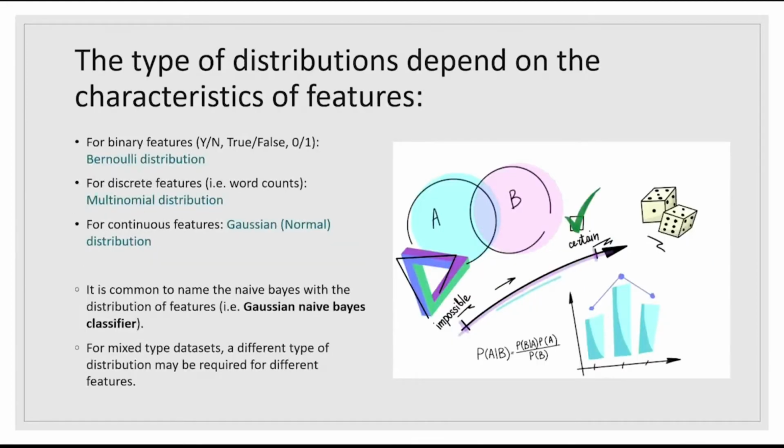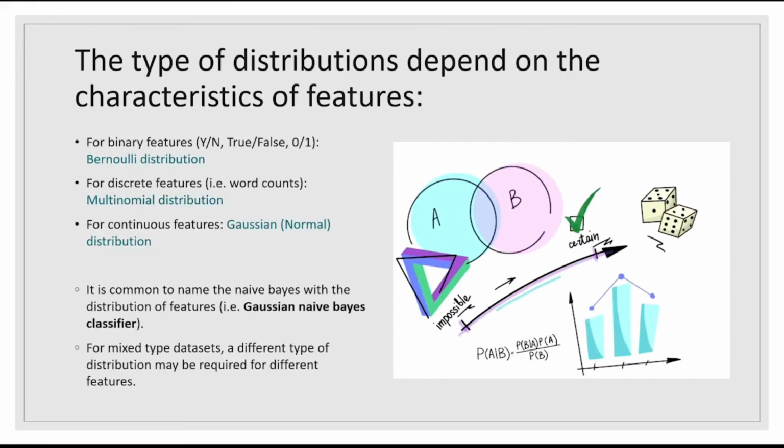Now, the type of distribution depends on the characteristics of the features. For binary features, that is yes or no, true or false, or 0 or 1, that is a Bernoulli distribution. For discrete features or word counts, it is a multinomial distribution. And for continuous features, that is Gaussian or normal distribution. It is common to name the naive Bayes with the distribution of features, that is Gaussian naive Bayes classifier, and for mixed data sets, a different type of distribution may be required for different features.